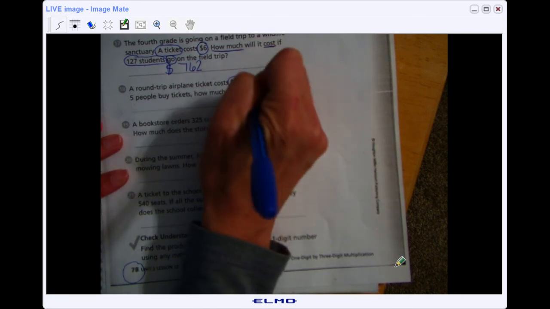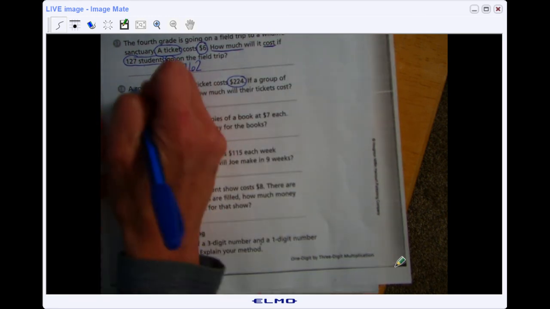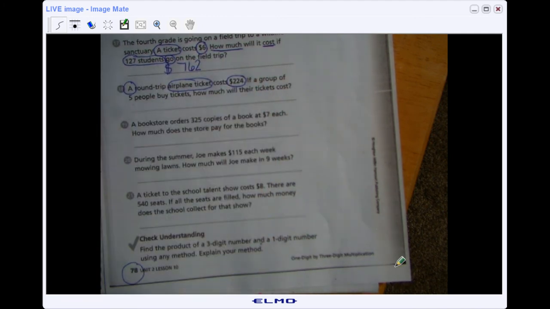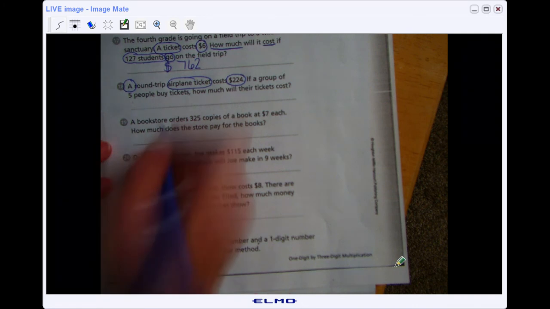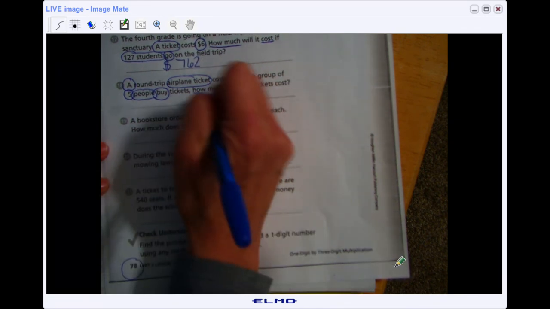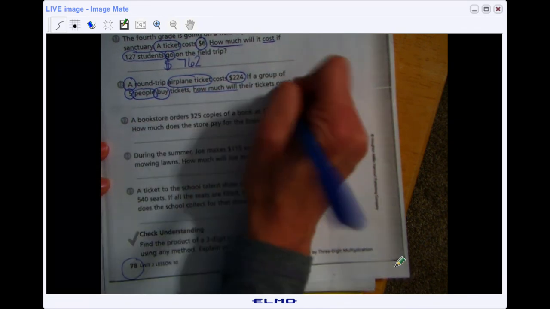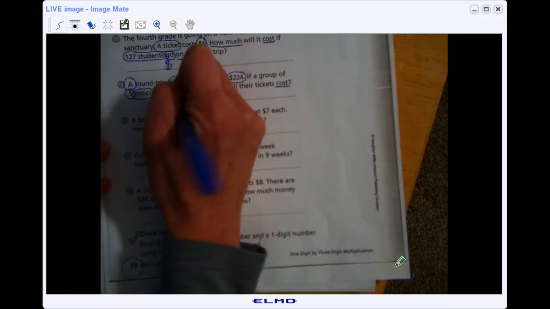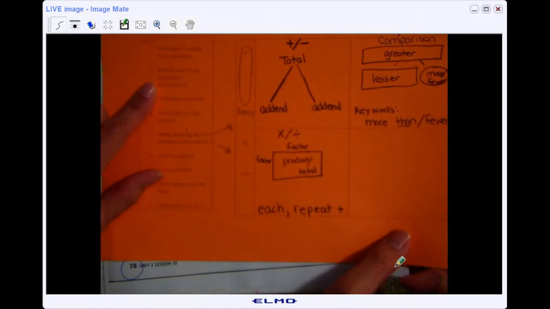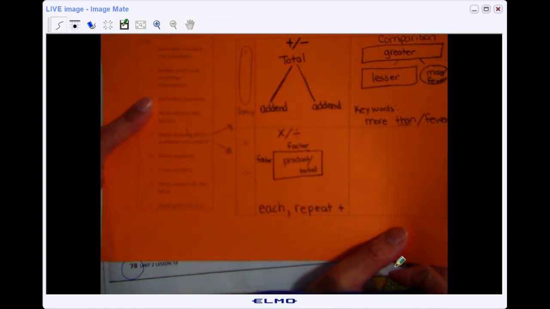I need $224, and I need to know if that's for an airplane ticket. One ticket costs that much. And I know that 5 people are going to buy those tickets. And my question is, how much will their tickets cost? So I know that label is going to be the dollar sign. All right, looking here, I reread and circled important information. I underlined the question and I wrote the label. I'm ready for my drawing.